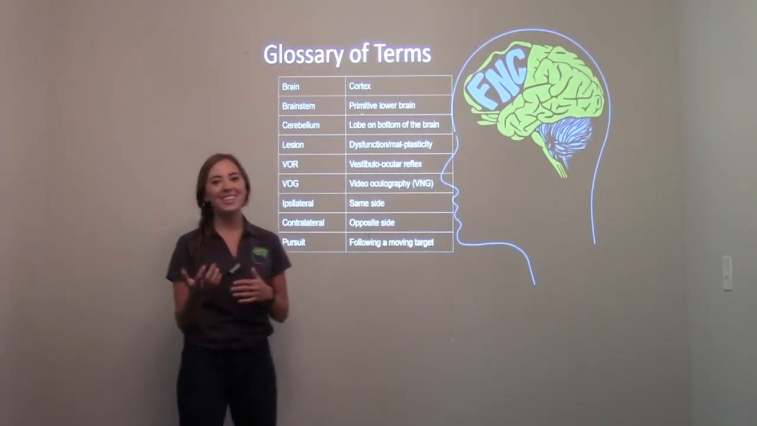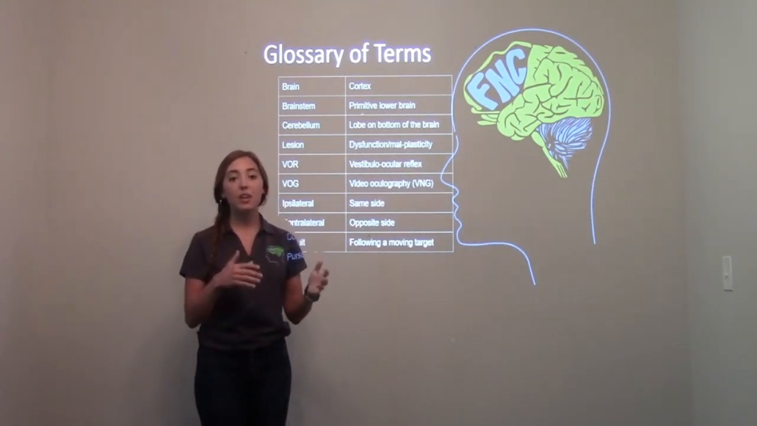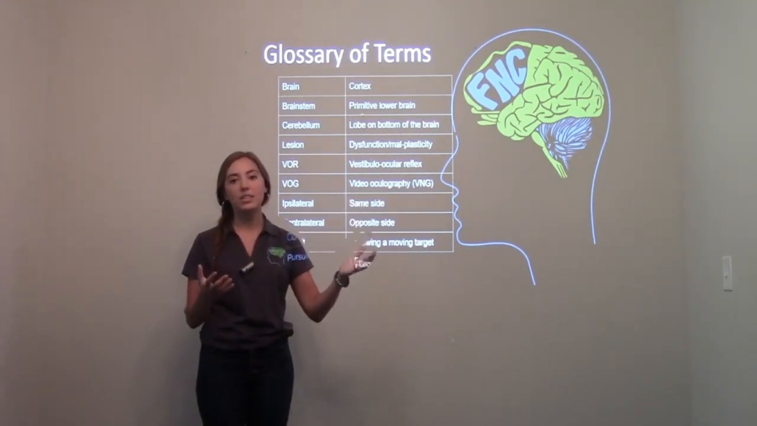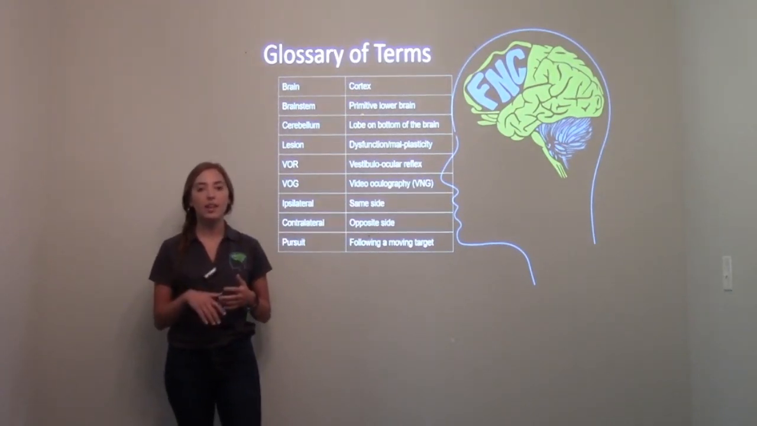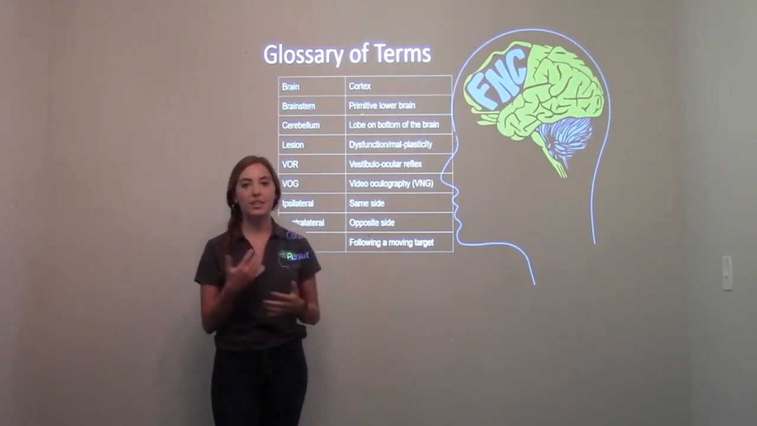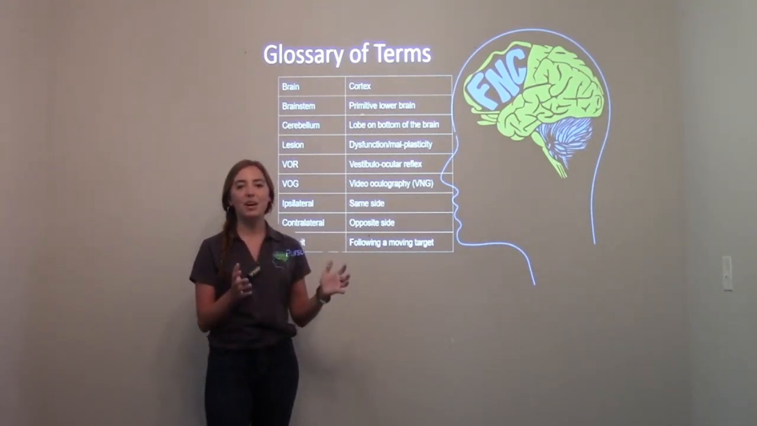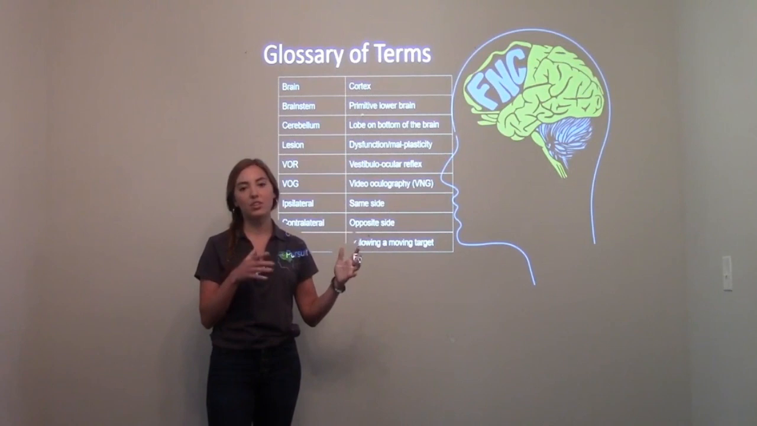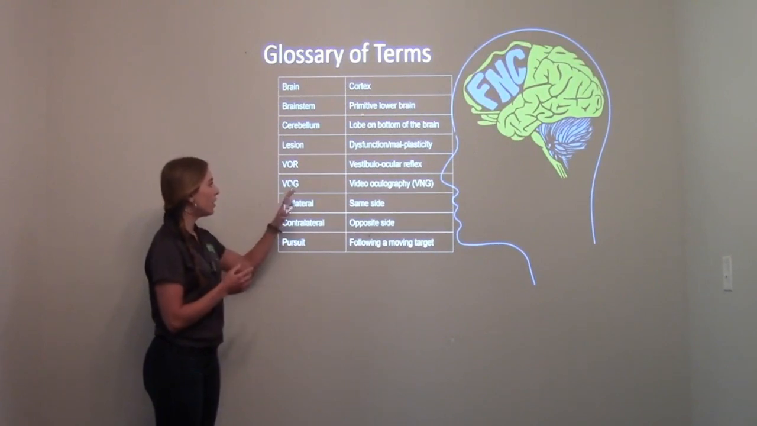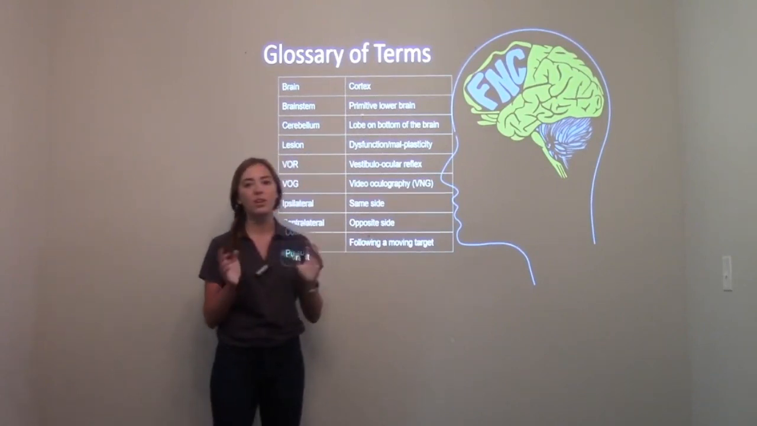So lesion. We say lesion a lot in functional neurology, and lesions can be pathological lesions or something that you might see on an MRI where it's something very serious. But most of the time when we say lesion in the context of these videos, we are talking about just an area of dysfunction or malplasticity, just so you guys understand what we're talking about. An ablative lesion is something on a more pathological scale than what we're talking about; we are talking more about functional lesions. So VOR, vestibulo-ocular reflex, as well as VOG, so video oculography, or we call it VNG.